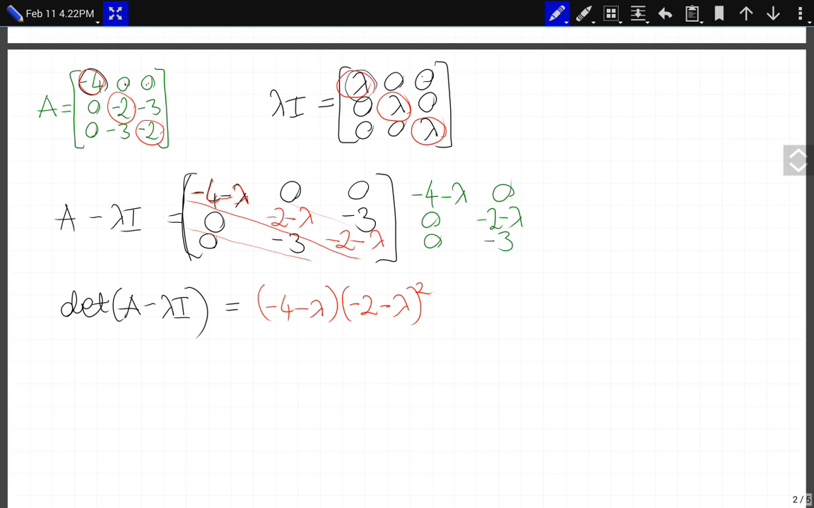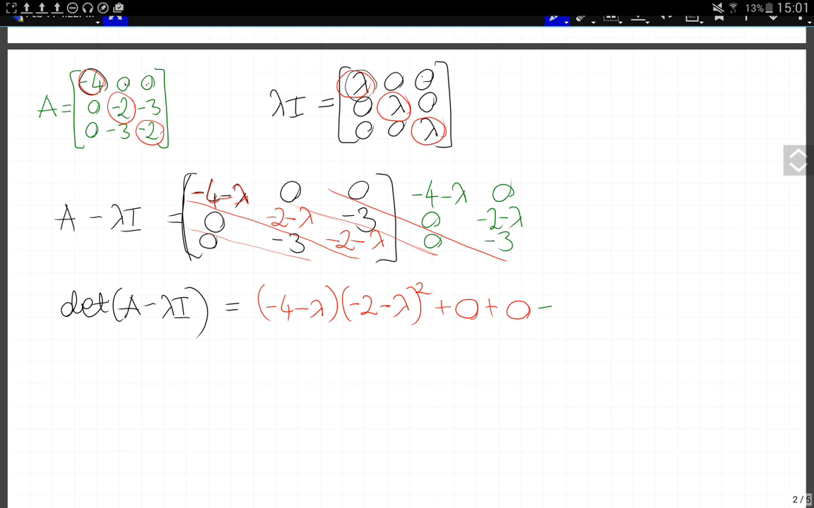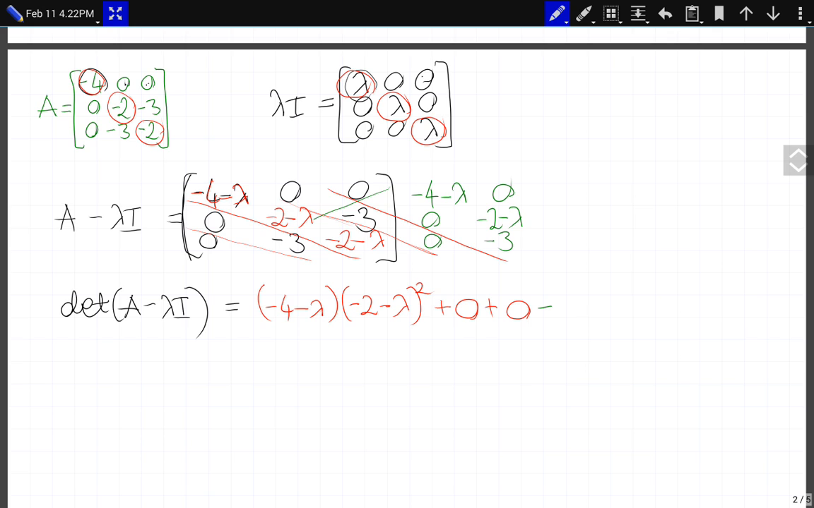We're going to see it here better. That's 0, minus 3 and 0, which is just 0. And then 0, 0 and minus 3, which is again 0. Then we're going to subtract. So firstly we have this, which is 0 times minus 2 minus lambda times 0, which is just 0. Then we have minus 4 minus lambda times minus 3 times minus 3. It's minus 3 times minus 3 times minus 4 minus lambda. And then we have 0, 0 and minus 2 minus lambda, which is just 0.